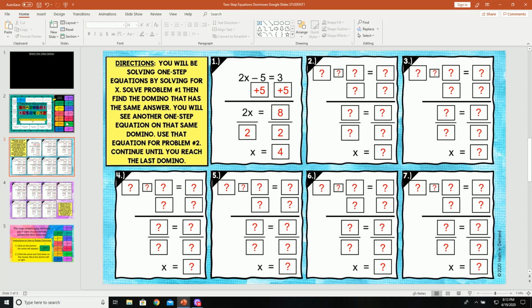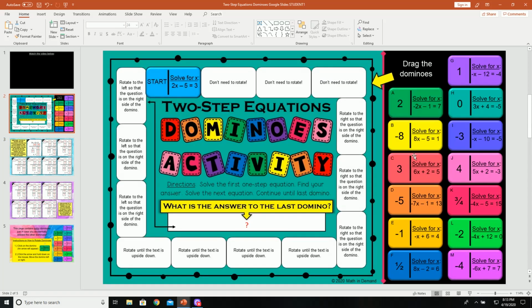Now, I will go back and look for the domino that has 4, and I can see that that is J. This is my next equation. You can move the domino piece over to the second spot and then take the equation and write that for problem number 2. You can also wait to move all these domino pieces until the very end. That is up to you. But I went ahead and just moved my domino piece right away.